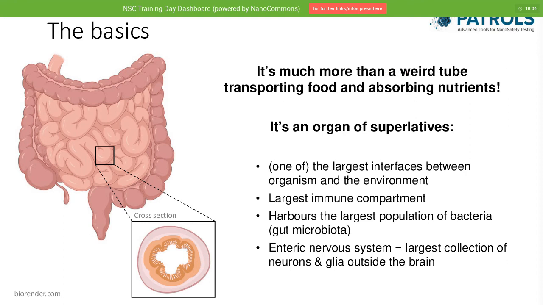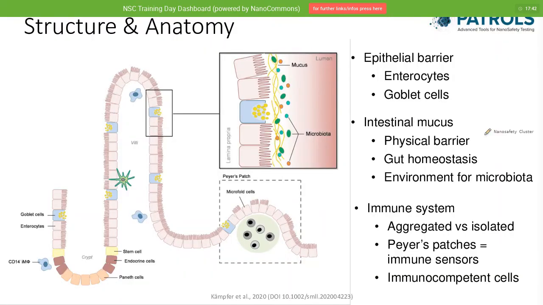It also harbors the largest population of bacteria, the gut microbiota, and what is probably not so well known is that it contains a vast nervous system, the enteric nervous system. The gut is often called the second brain, and this is not so surprising anymore once you realize that it actually is the largest collection of neurons and glia outside of the brain.